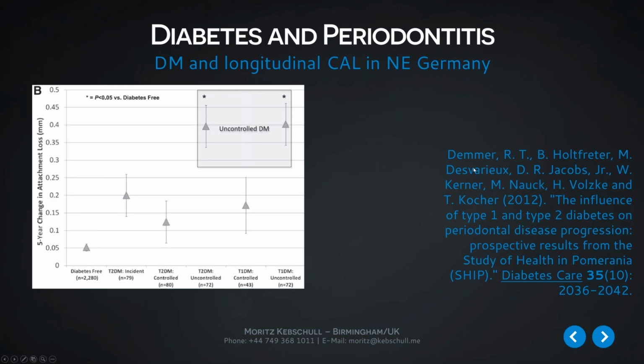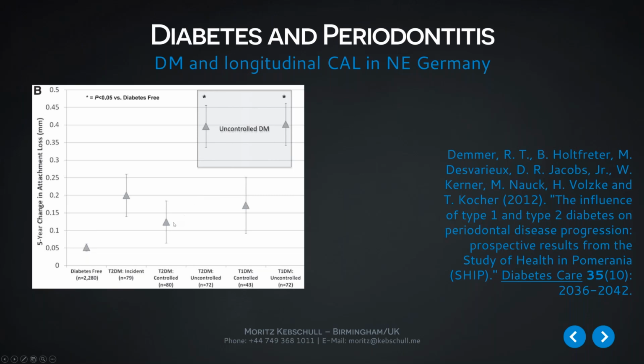And this leads to a direct effect, and this is a study that I quite like because I know all the authors. Ryan Demmer is a good friend of mine. He's a guy from Minnesota that ran a study in Germany. If you compare over 5 years diabetes-free individuals on the very left with incident diabetes patients or uncontrolled diabetes patients, that's the fourth graph, you see a direct effect of diabetes and diabetes control on attachment loss over 5 years in this prospective cohort study.